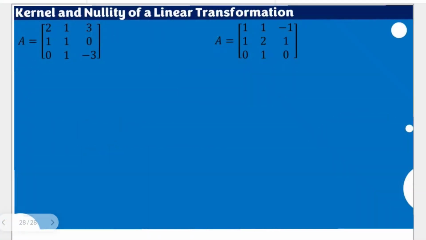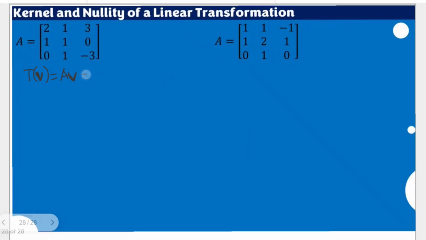Let's move to the kernel nullity of a 3 by 3 matrix. Here, we are going to solve for the kernel, or the set of all vectors v which could satisfy a linear transformation in this manner. A linear transformation of vector v is equal to the product of this matrix, with the same matrix here as well, times a certain vector v equal to a 0 vector. So we're going to solve for all possible values of vector v here.